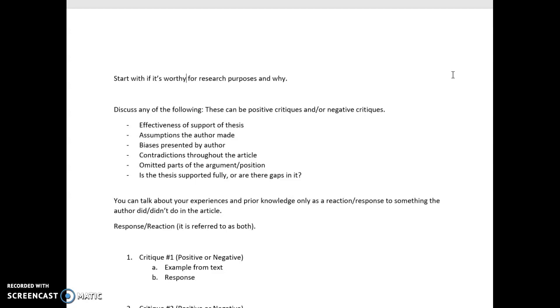Did they say one thing earlier on and then sort of say the opposite? Did they omit parts of their argument or their position? Were there parts that they just did not talk about? So is it an incomplete development? Okay. Did they support it fully? Are there gaps? Is it organized weird? Is it difficult to follow their train of thought? Or did they do a great job at some of these? Okay. That's the focus of a response or a reaction, what the author did or did not do well.